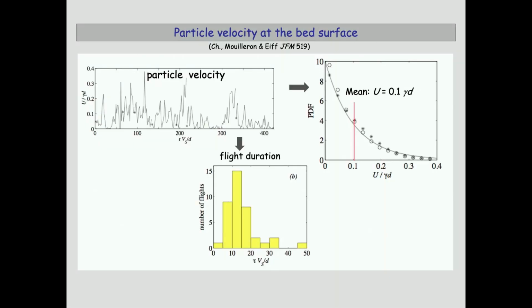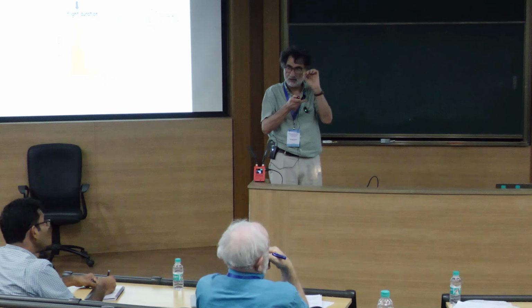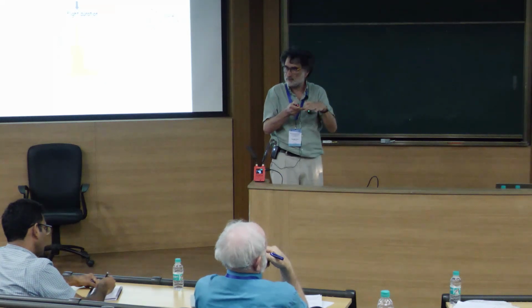And then we can plot the PDF, the probability density function, of these velocities, and find that this PDF is exponential, which means that there are many particles with small velocities and few particles with high velocity. And here the mean is a fraction of gamma dot d. Gamma dot d is the product of the shear rate times the particle diameter. It's the fluid velocity at a distance of one diameter above a horizontal ground.